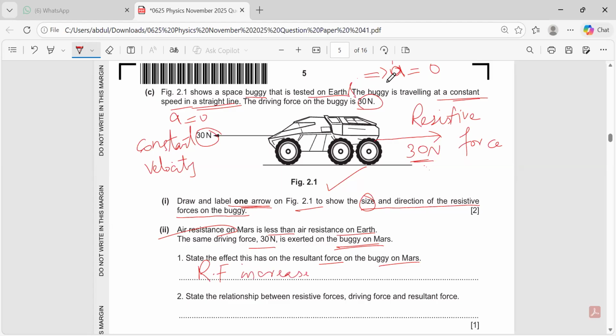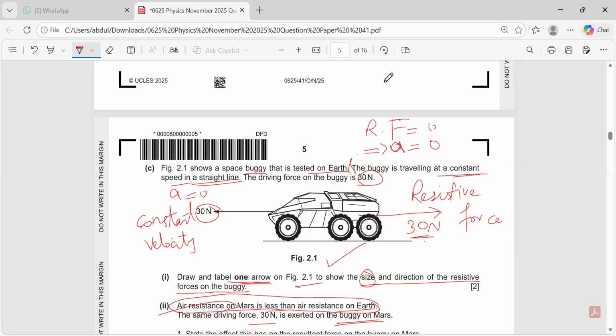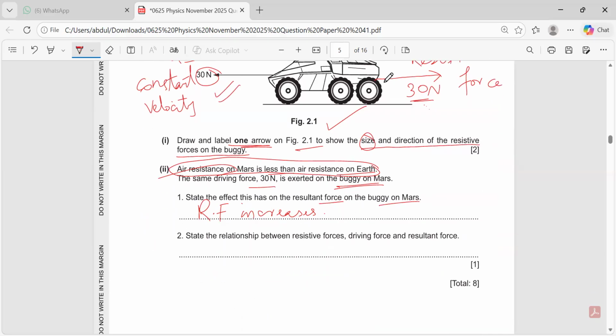Right now on Earth, the resultant force is 0 Newton. That's why it is not accelerating. But it is mentioned very clearly that air resistance on Mars is less than the air resistance on Earth. It means, as forward force is still constant, backward force will be reduced from 30, maybe it will become 20, 25, 22. So 30 minus 22, it means 8 Newton resultant force is acting on this buggy on the surface of the Mars as compared to Earth where the resultant force is 0. So resultant force increases.